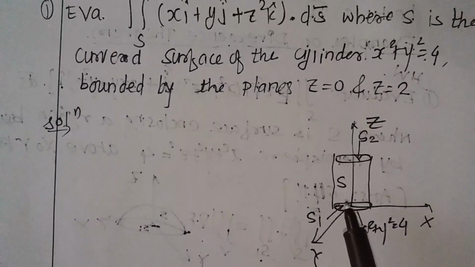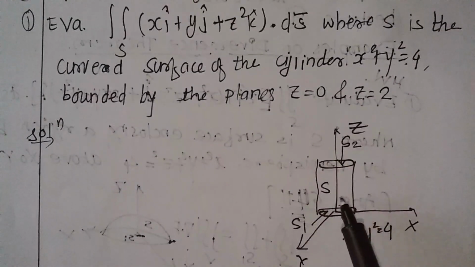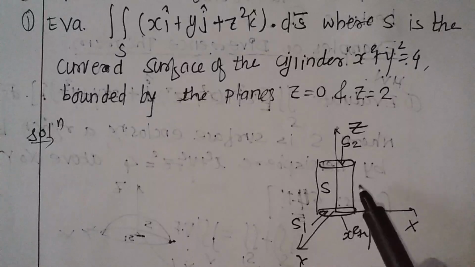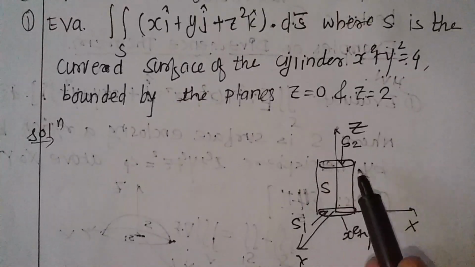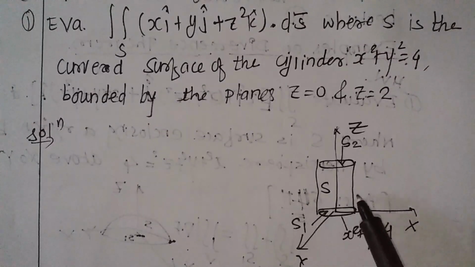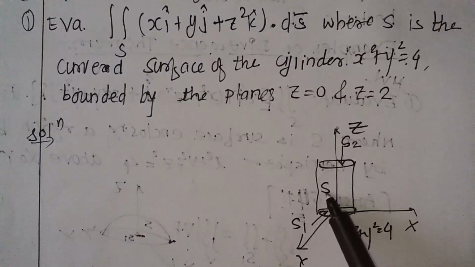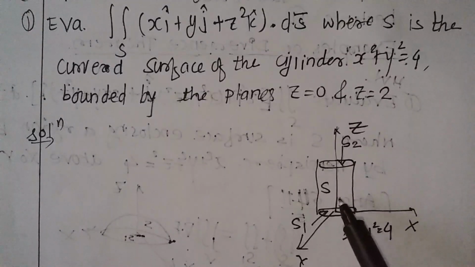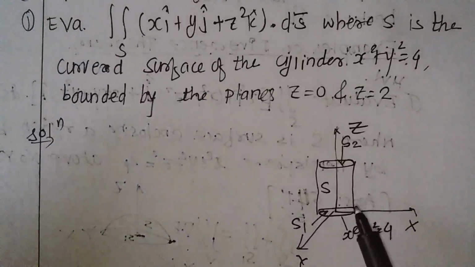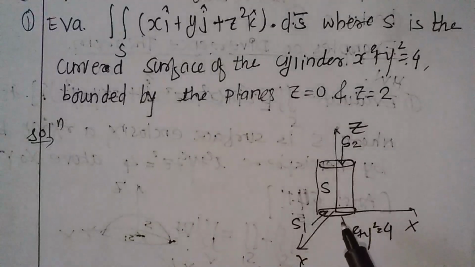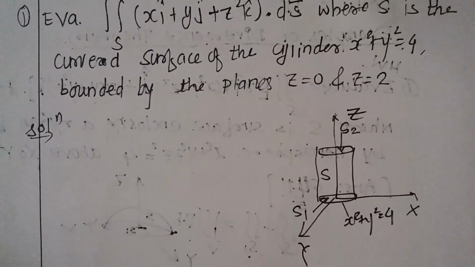Now when we apply divergence theorem to this example, the total surface integral means the surface enclosing the volume. There are total three surfaces which enclose the volume: S1, S2, and S, where S1 and S2 are the two plane surfaces and S is the curved surface. Therefore, while applying divergence theorem, on the left hand side we will have three surface integrals and on the right hand side we will have one volume integral.